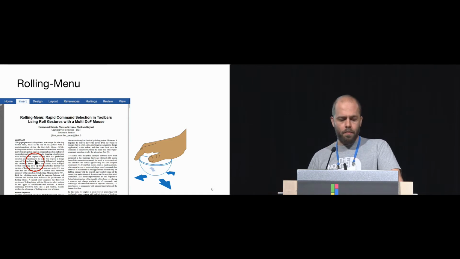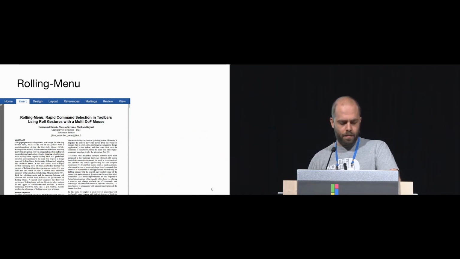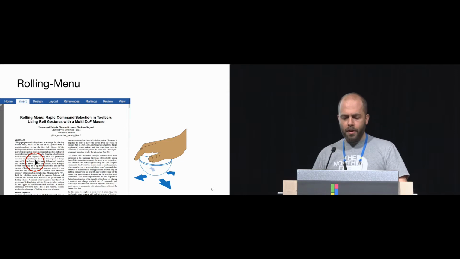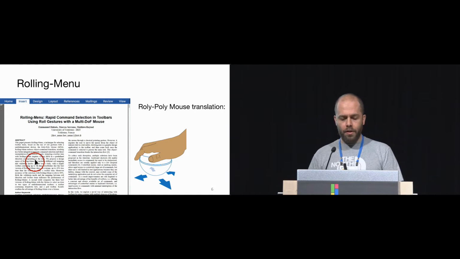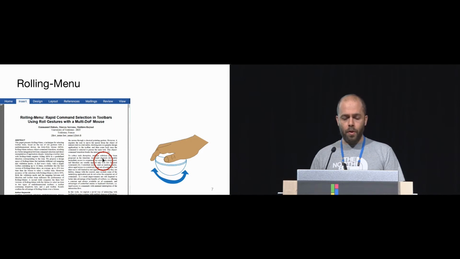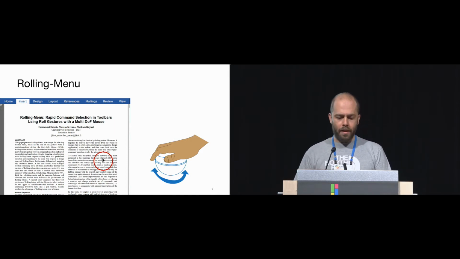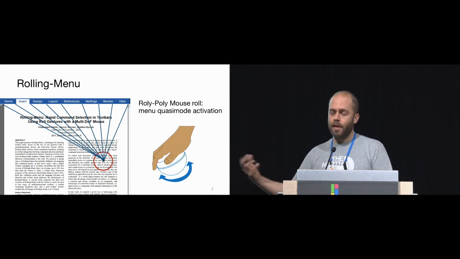The Roly-Poly Mouse is a multidimensional hemispherical mouse that you can see here, that can be translated, rotated, and rolled. Translations are already used to control the application pointer, so for this reason we use the roll. Using the rolling menu to select a toolbar item relies on the activation of a quasi-mode. A quasi-mode is a specific mode of the application which ends automatically once the selection is performed. This quasi-mode is activated when the mouse roll amplitude reaches a predefined threshold. So rolling the device activates this quasi-mode, and then we can select the toolbar items.